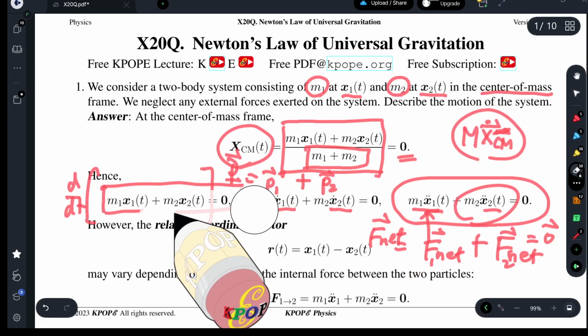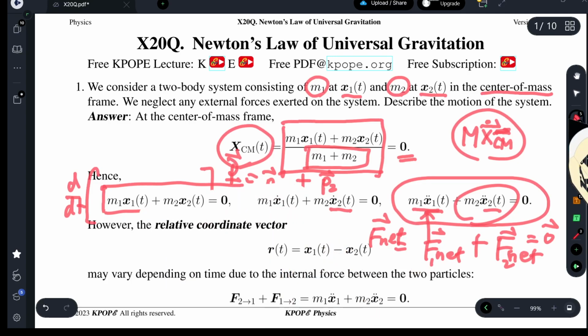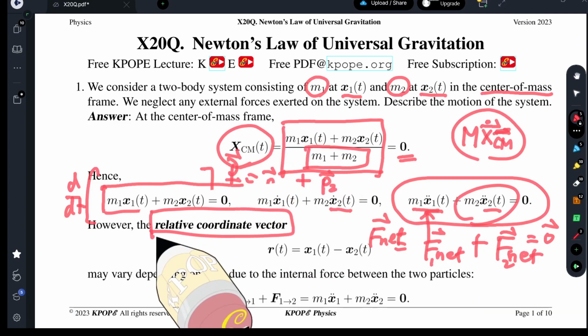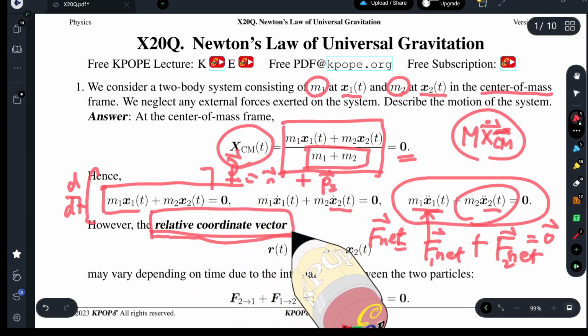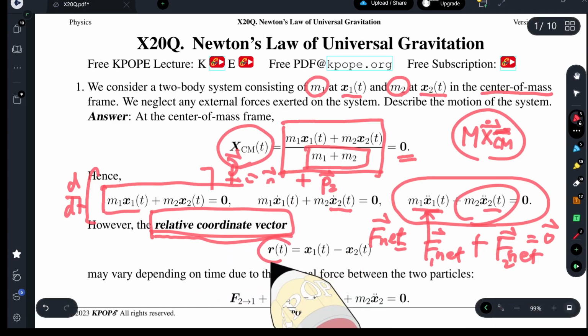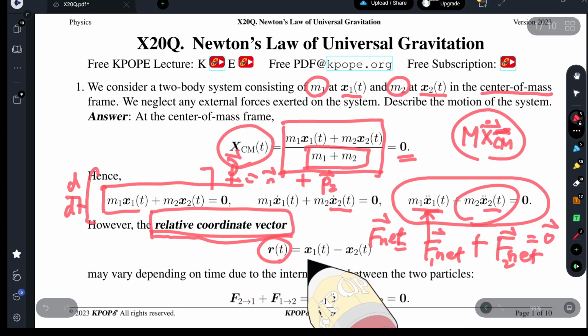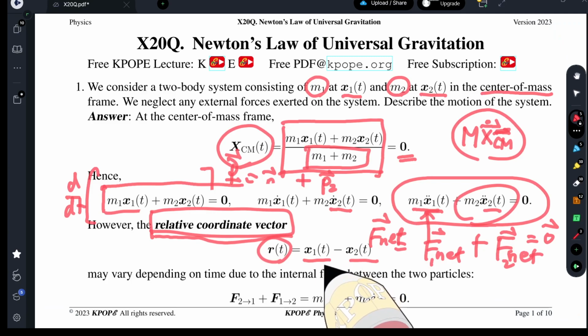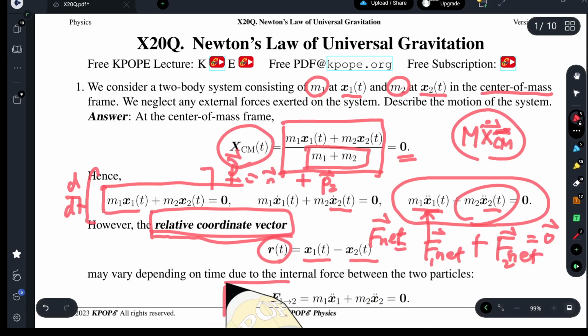We introduce another important vector. In addition to the center of mass, we have the relative coordinate vector. The relative coordinate vector is R, defined by x1 subtracted by x2. That is the relative position vector of the first particle observed at the position of particle 2. All right, so let us recall this.